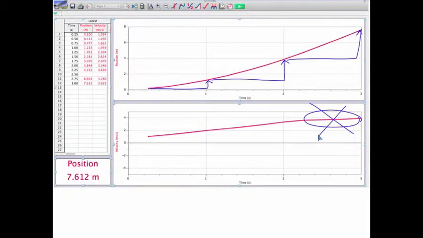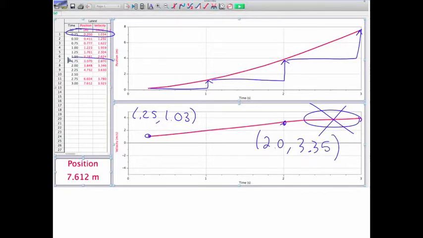To find the slope of the line, we need 2 points. The first point is right here. That point is 0.25, 1.03. We'll pick a second point out here at 2 seconds. That point is 3.35. We get that by looking at the data table right here.